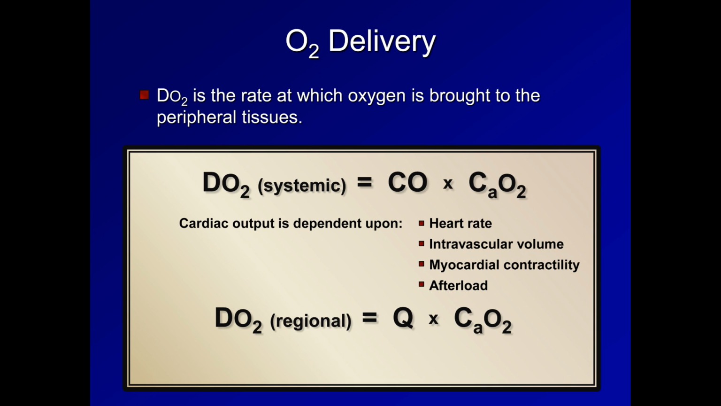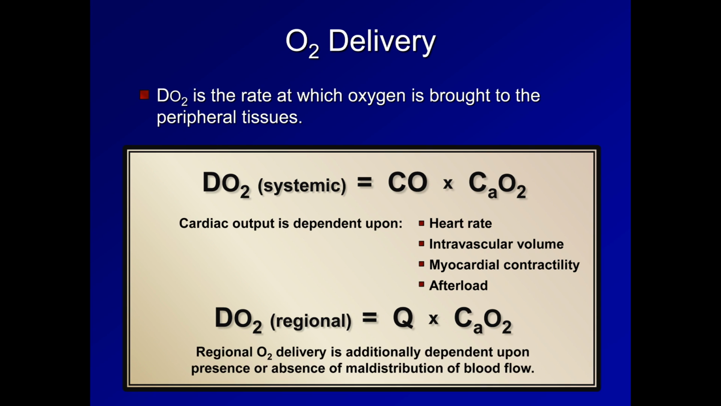In addition to dependence on cardiac output, Q is also dependent upon the presence or absence of maldistribution of blood flow. In an obvious example, if a blood clot embolizes to an artery of the gut, a person could end up with impaired delivery of oxygen to the corresponding segment of gut, despite the body's overall cardiac output being intact.